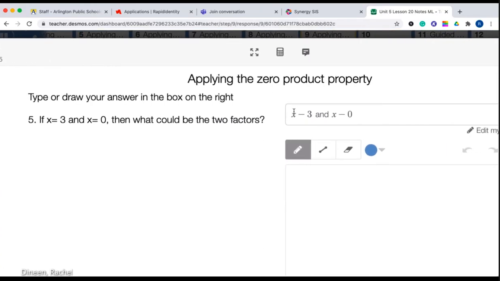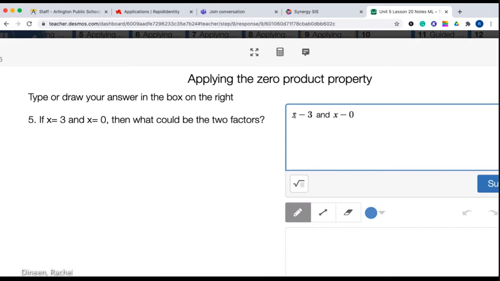Niels Abel, x - 3 is a factor, if you want to look at my screen, and x - 0. But what is x - 0? What is x - 0? Anyone? Let's see in the chat. Is it just x? It is. Yep, it's just x. So we can just take away that 0. So the 2 factors are x - 3 and x.